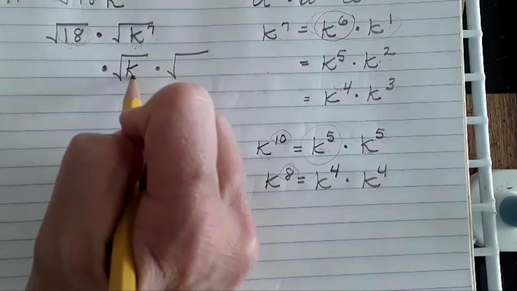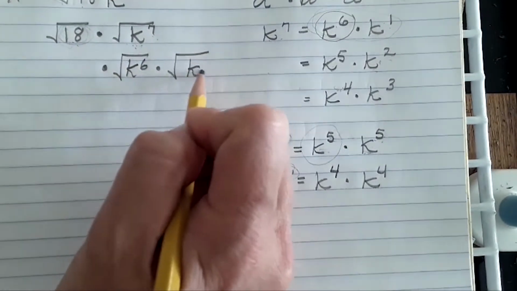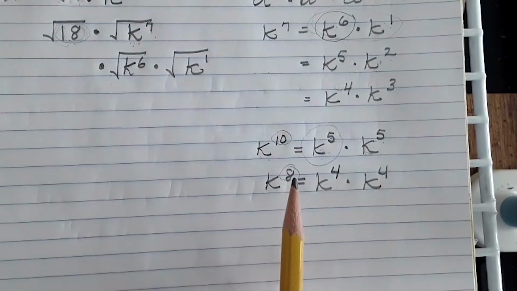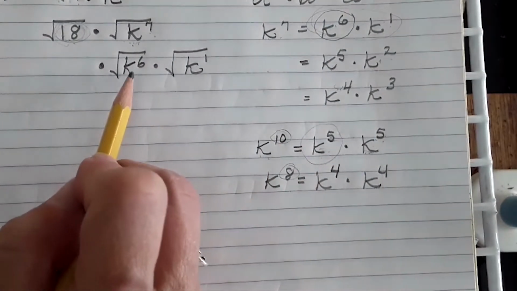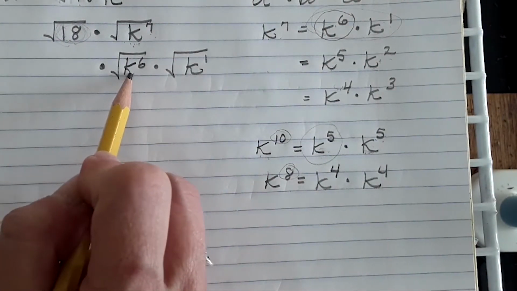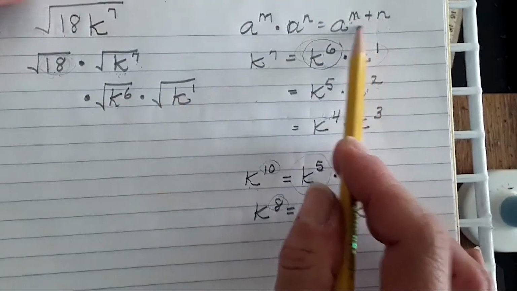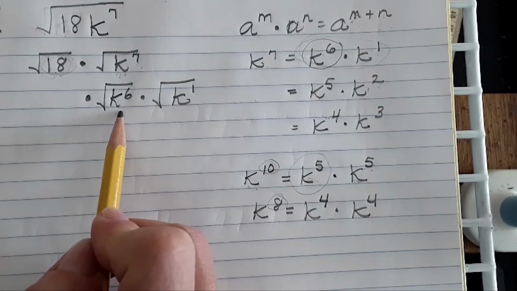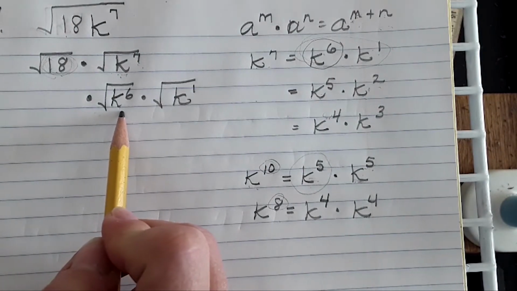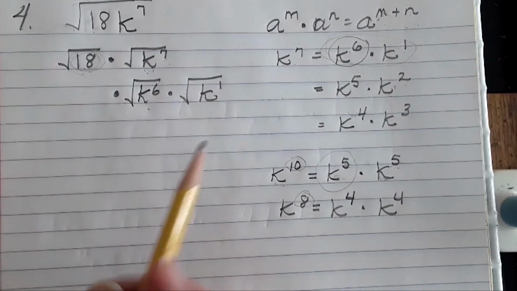If I do k to the 6th times k to the 1st, that is the same thing as k to the 7th. This is considered a perfect square because I've got to think what number plus itself, using this rule, can get me k to the 6th. That's how we're going to think about it. Let's go to our 18 and break it down.